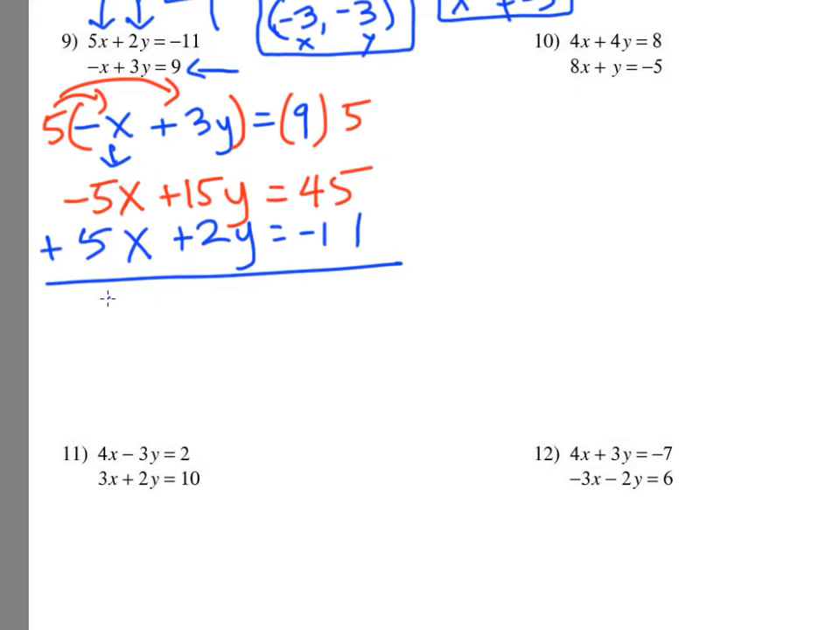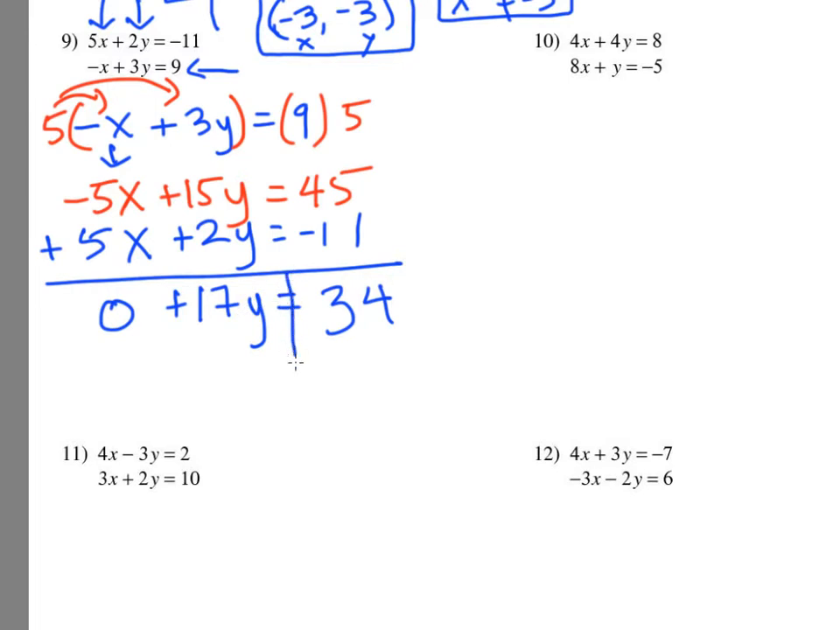We get 5 and negative 5. That is just a 0. You could put 0 or nothing at all, a blank. 15y plus 2y, 15 plus 2, 17. And 45 minus 11. So 5 minus 1 is a 4. 4 tens minus 1 ten is 3 tens, and the positive team is stronger, so it's a positive 34. Cool, so I'm just going to ignore this 0.